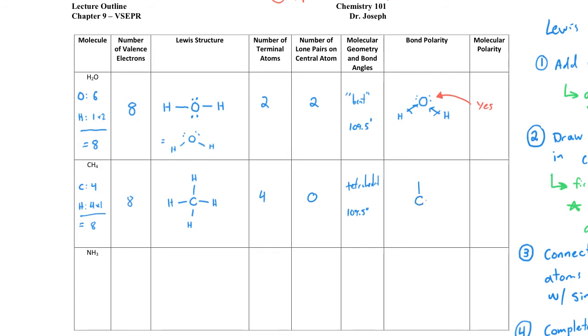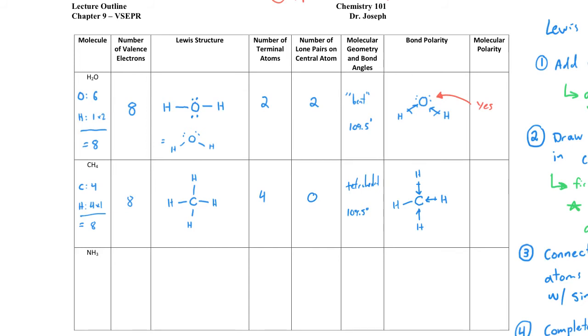Now, to complete the bond polarity, we note on the Pauling electronegativity scale that hydrogen is less electronegative by a small amount than carbon. So we're going to write the arrows drawing from hydrogen towards carbon in each case. So we're going to point our arrows that way for each of these.